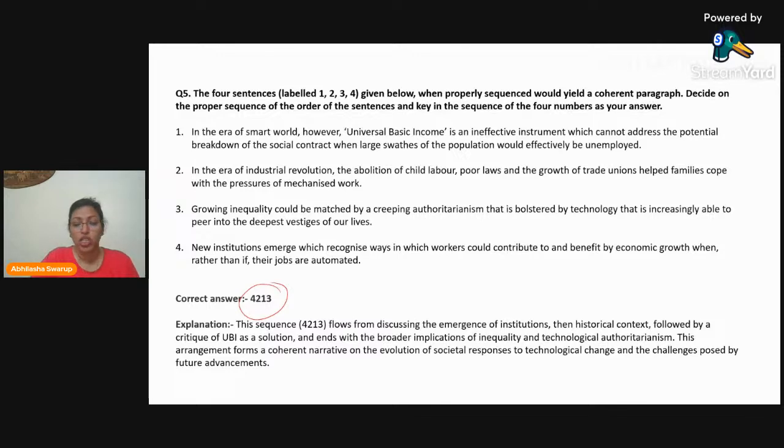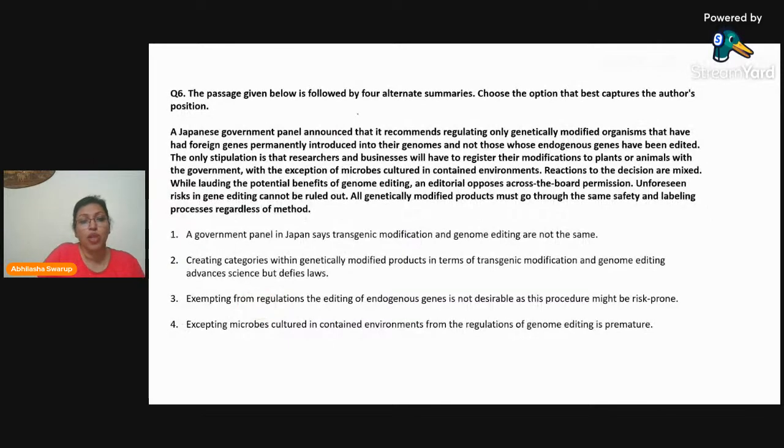Let's look at the next question. The next question is a summary question. There are 4 summaries given to you. Again, I'm going to give you 2 minutes to read and solve. Okay, so here you are. Your 2 minutes begin now.